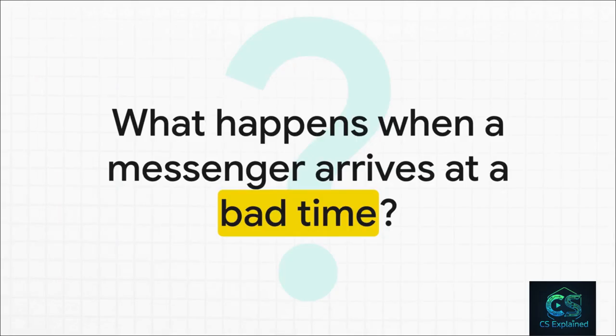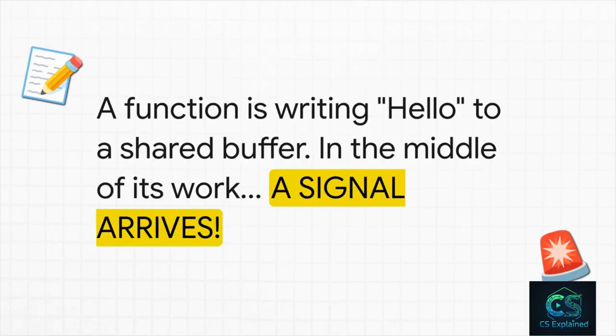But, and this is the really, really important part, because signals can happen at any time, they can show up at the absolute worst possible moment. They can interrupt your code right in the middle of a super delicate operation. And when that happens, you can get chaos. All right, picture this. Your program is right in the middle of a delicate task. Let's say it's writing the word hello into a shared piece of memory.